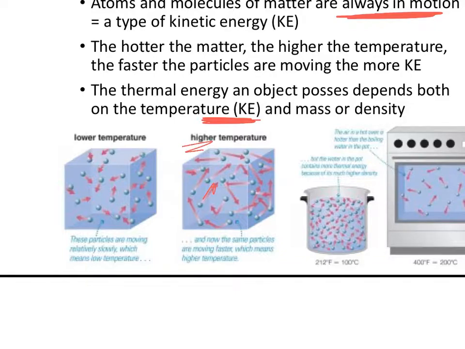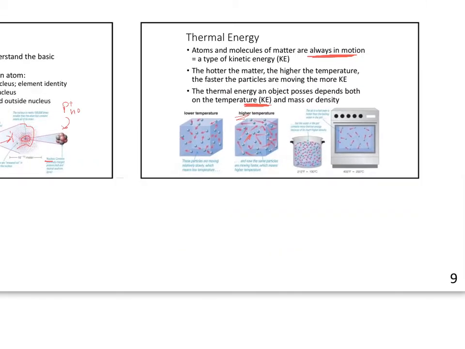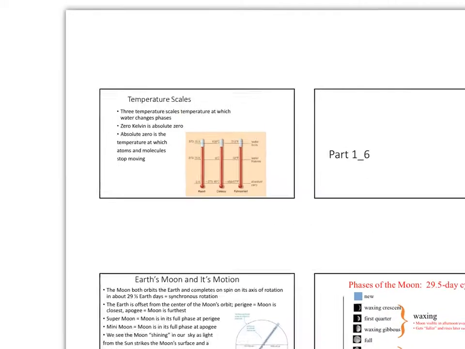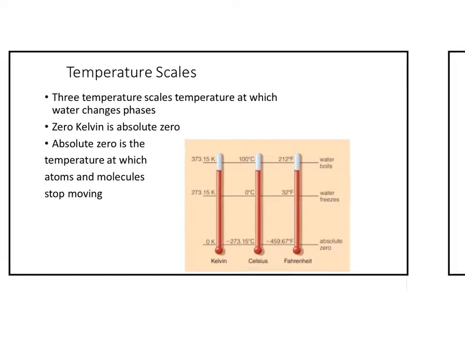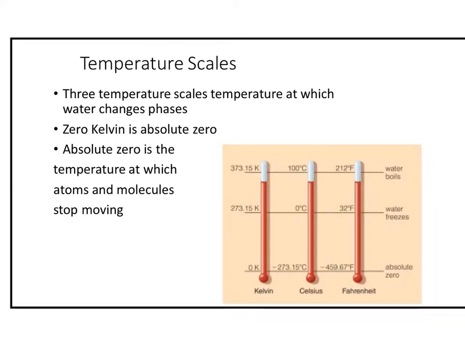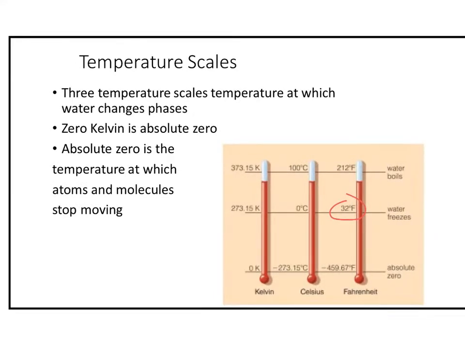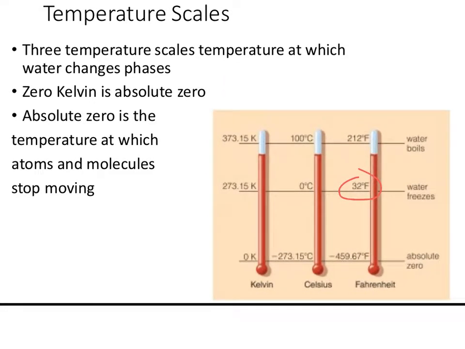Let's see, what did I have next? Oh yeah, I did want you guys to make sure we're on track with regard to the temperature scales. We're used to looking at our temperature in Fahrenheit. Water freezes at 32 degrees Fahrenheit. But the other ones are both metric. Fahrenheit is an English system. Celsius is the metric, and Kelvin, indicated by the letter K, is also metric.